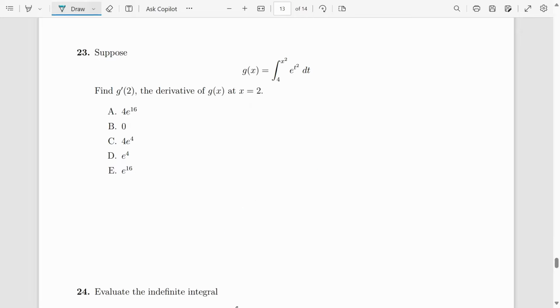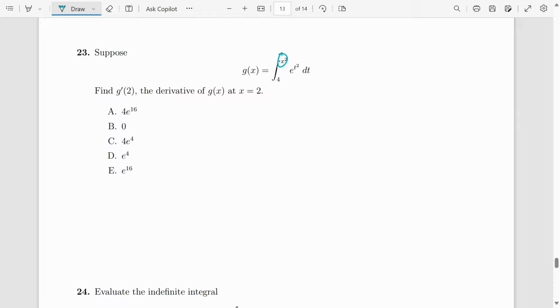Question 23, suppose that g of x equals the integral from 4 to x squared of e to the t squared dt. Find g prime of 2. So for this problem, instead of evaluating exactly what this integral equals, we can realize that, okay, we're taking an integral, and then we're going to take the derivative of it. And those two cancel out. The opposite of derivatives is integrals, and the opposite of integrals is derivatives. So we can just skip all of that and go ahead and plug in x squared into t. And that will almost get us all the way there.